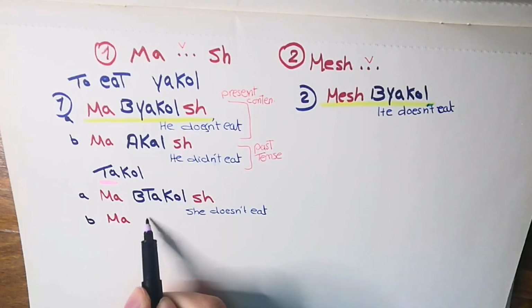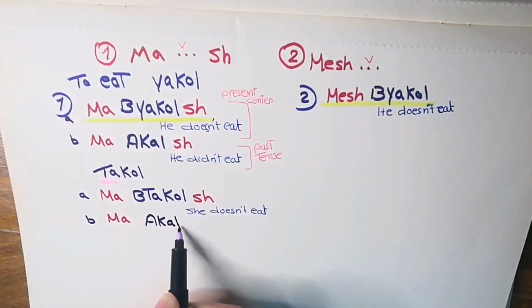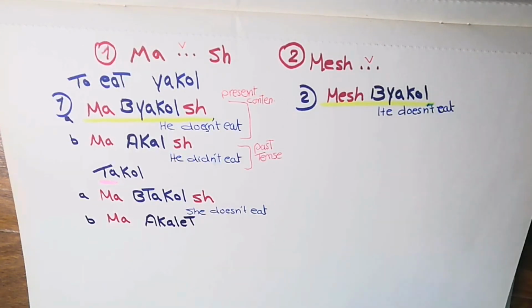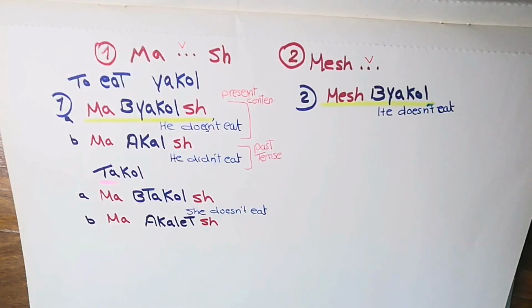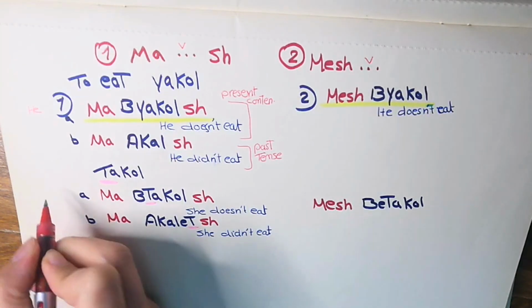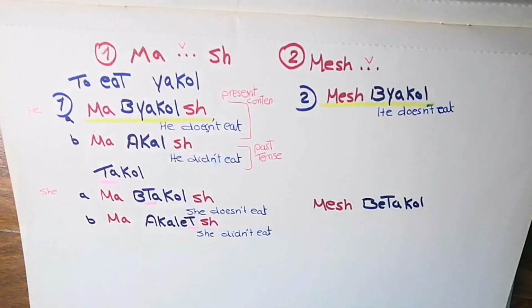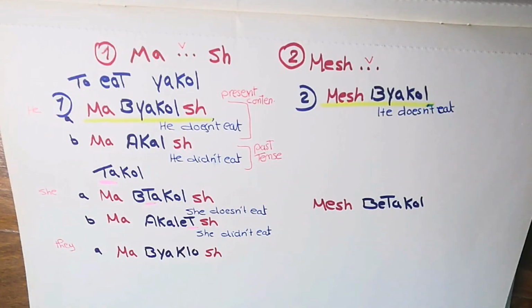In the past tense, ما أكلتش. She didn't eat. Notice the T sound. In the second form, مش, of course, بتاكل. مش بتاكل. So this is with the pronoun he, this pronoun she. Let's do it with they. بياكلوا. ما بياكلوش.